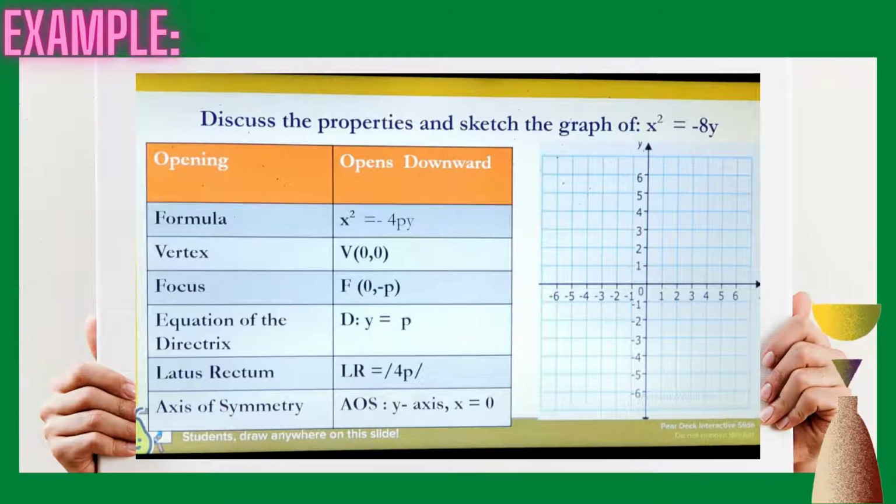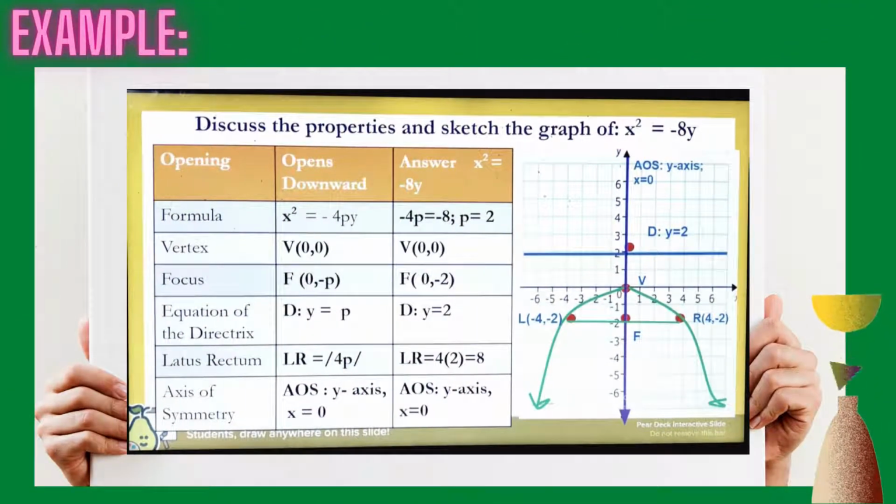So let us find the value of p. So the first step here is always to solve for the focal length. Since the equation is given as x squared equals -8y, it is in the form of x squared equals -4py. So we can say that the parabola opens downward. So in this equation, we have to equate -4p with -8 to solve for the focal length. So dividing -8 by -4, the focal length is equal to 2.